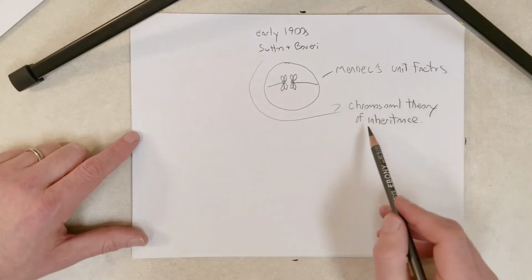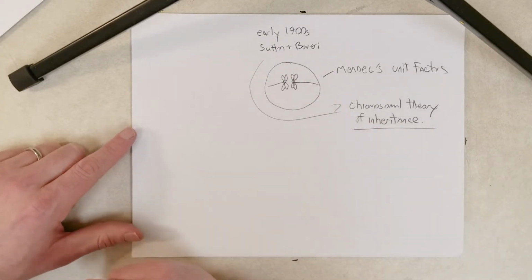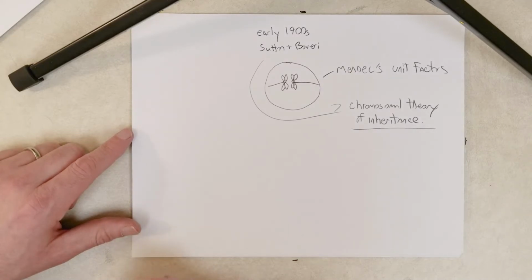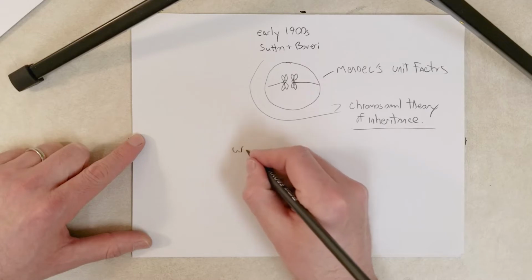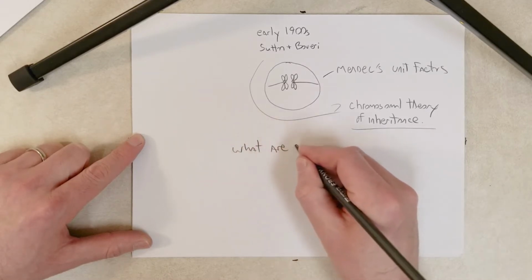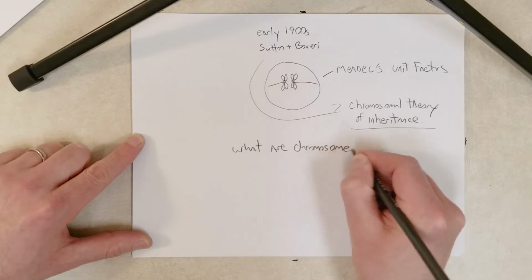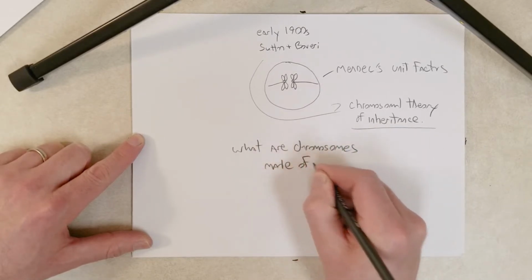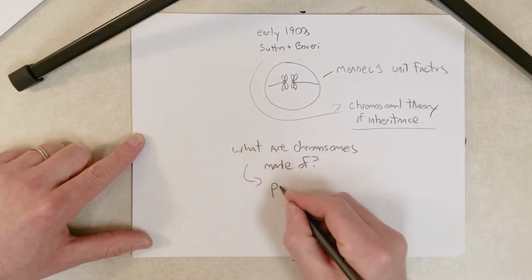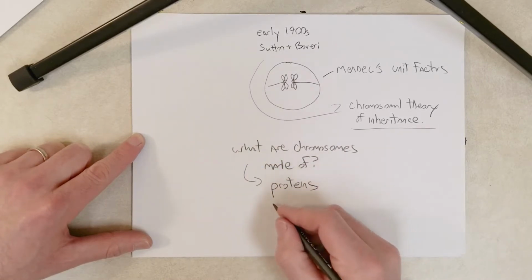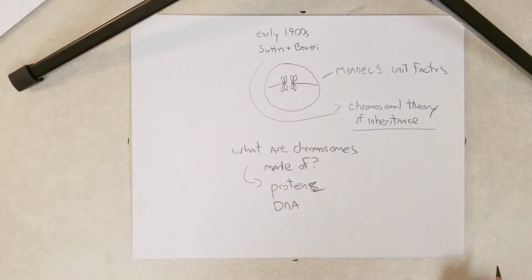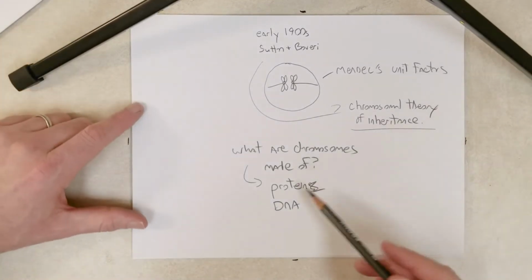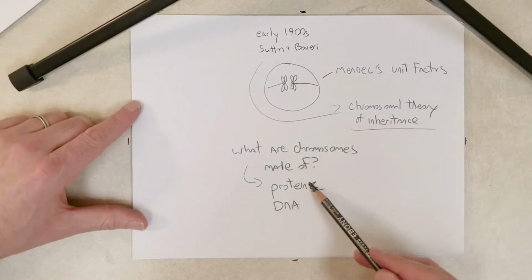Okay, so after the chromosomal theory of inheritance, after Thomas Morgan's experiments, scientists were pretty convinced that genetic information is found in chromosomes. So now the big question was, what are chromosomes made of? Scientists quickly determined that chromosomes are made of mostly protein and DNA. So okay, if chromosomes hold the genetic information, which is more important for that? Is it protein or is it DNA?